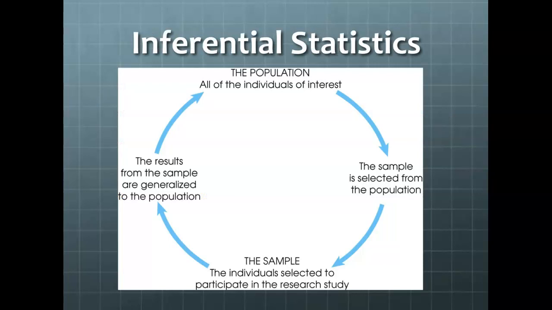So what is the cycle of inferential statistics? First, we want to know some parameter about the population. Population is all of the individuals of interest. Then we take a sample from that population. Based on the sample, we then make conclusions about the population.